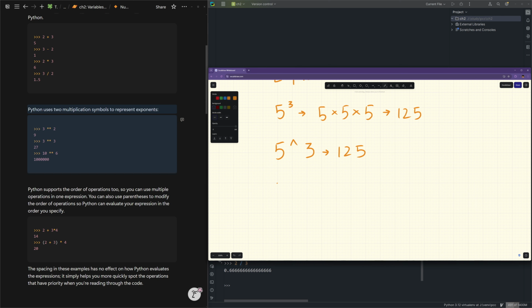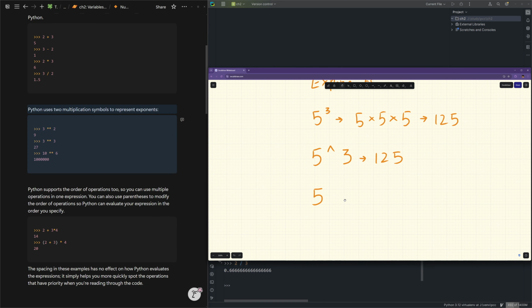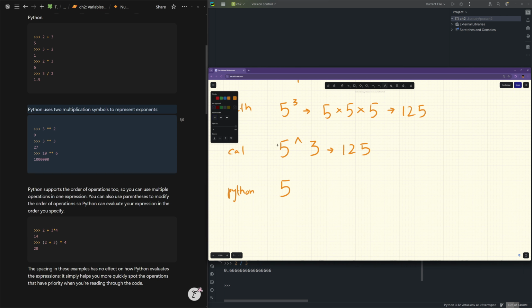Now in programming, you have two choices. So let me make it clear. This is math, so this is your math that you do on paper. This is calculator, and this is Python. Now in Python, you have, as I said, two options. The first one is a very basic option. You can type it 3 times, 5 asterisk 5 asterisk 5.